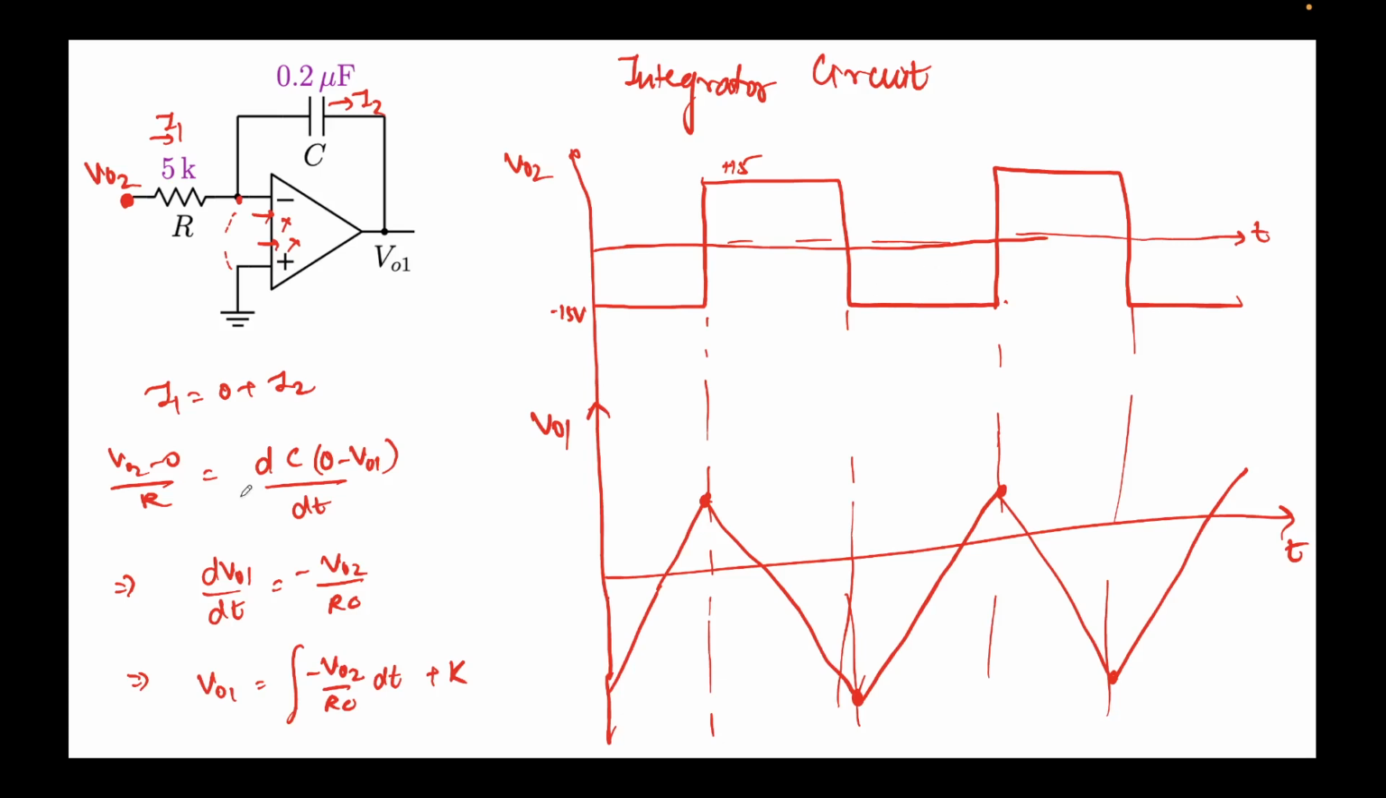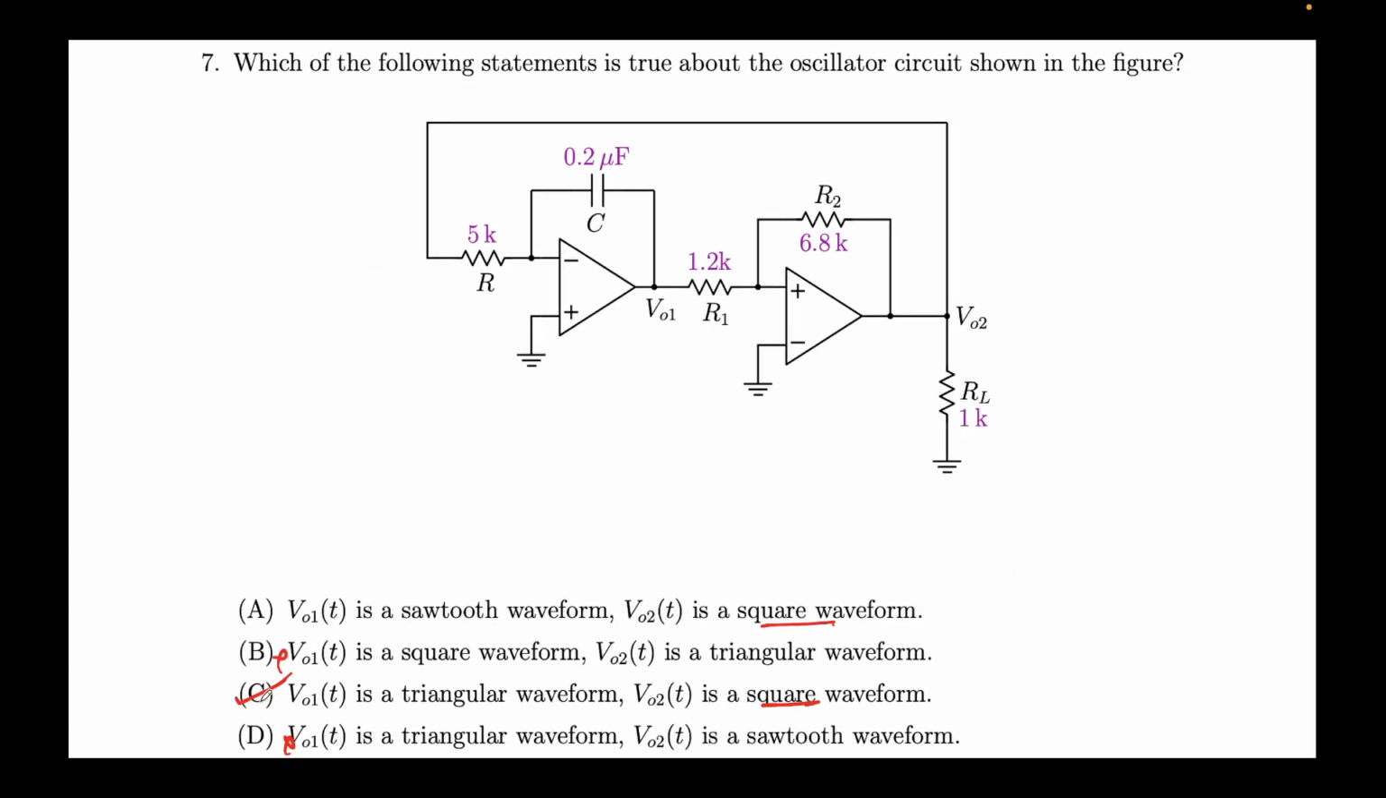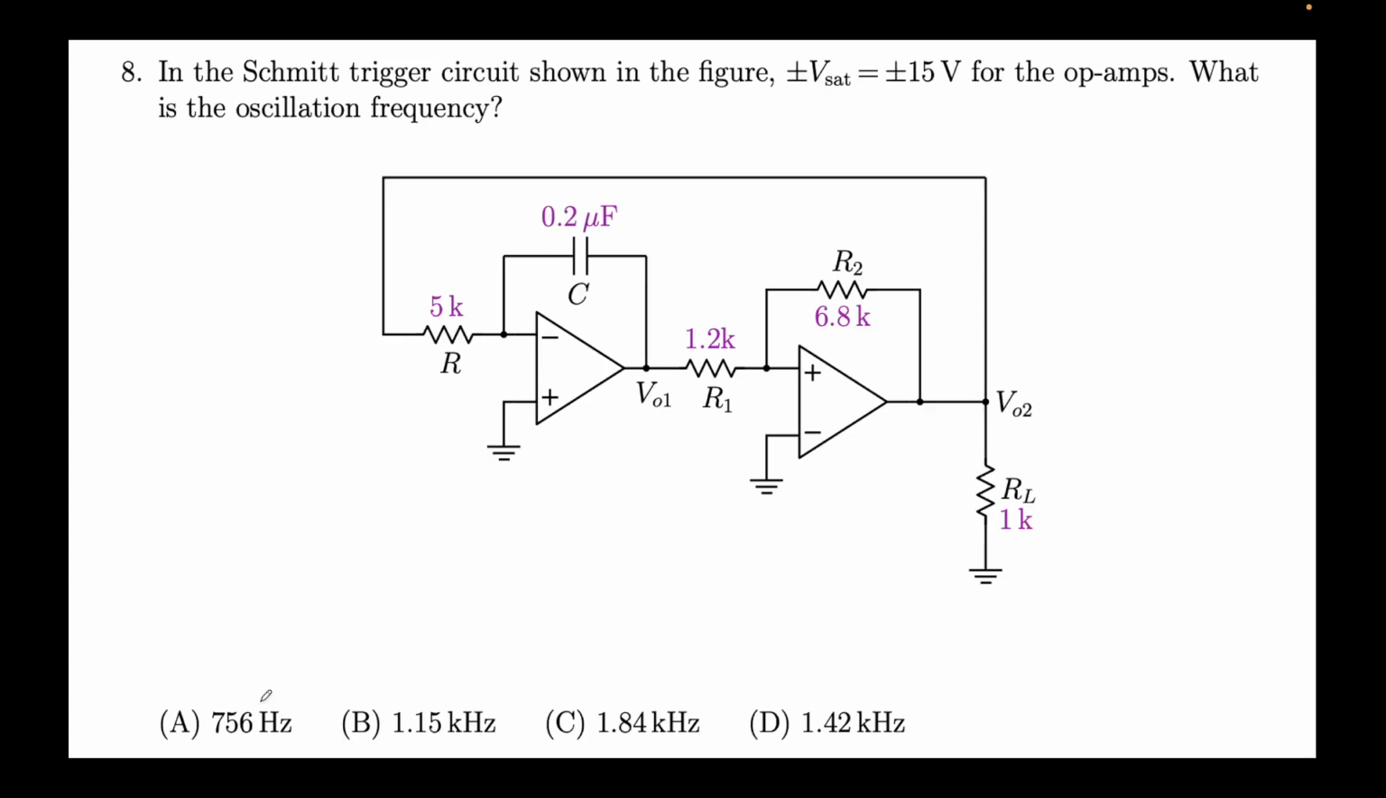And when you integrate a square wave, which we saw why this circuit integrates, I solved this over here, we saw that V01 will be a triangular wave. Simple as that. So that's what we solved, and hence the option comes out to be option C. Now building on this problem, it says that Vsat is plus minus 15 volts. We have just seen qualitatively that V02 is a square waveform and V01 is a triangular waveform. Now we want to put in the values and see how they look, and in this specific case obtain the oscillation frequency.